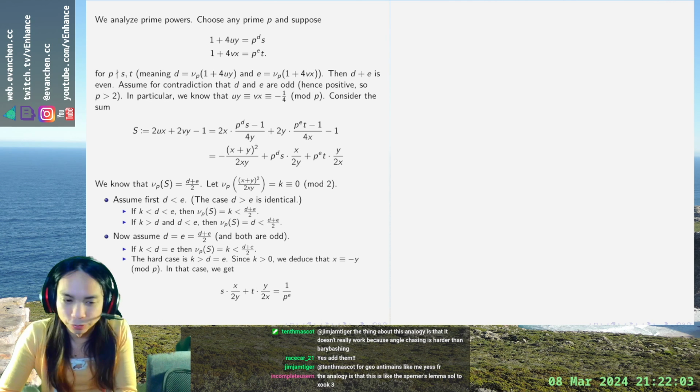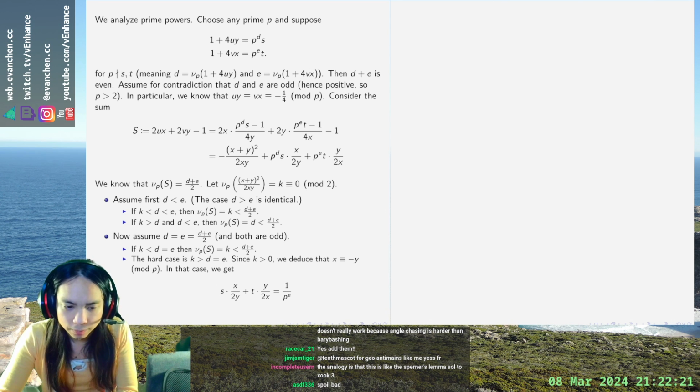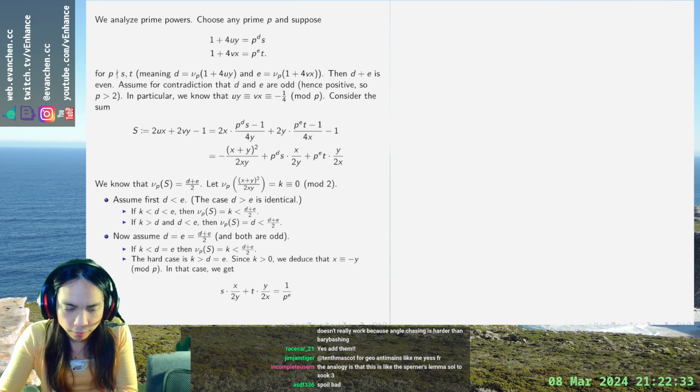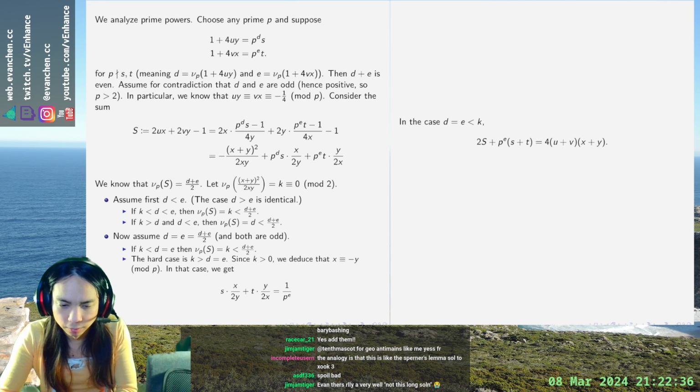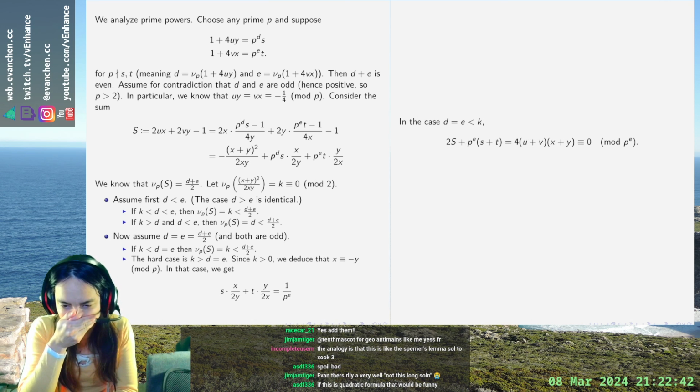I guess so 2s plus p to the d, in the case d equals e less than k, p to the e times s plus t plus twice s. So we're worried about the case that this is also a multiple of v, but u plus vx plus y, right? Times 4 or whatever. This is like 0 mod p to the e. Or something like this.